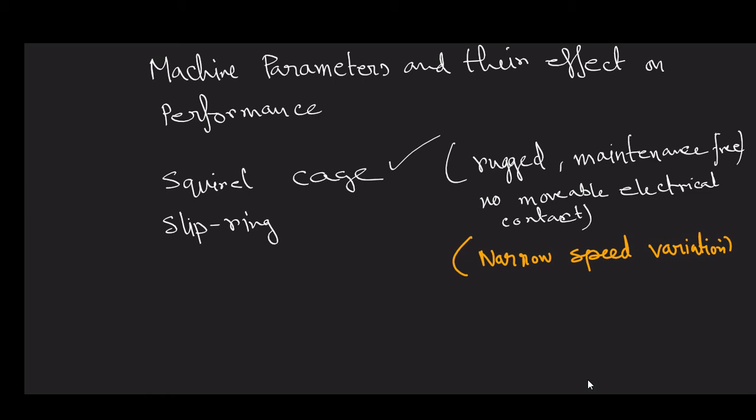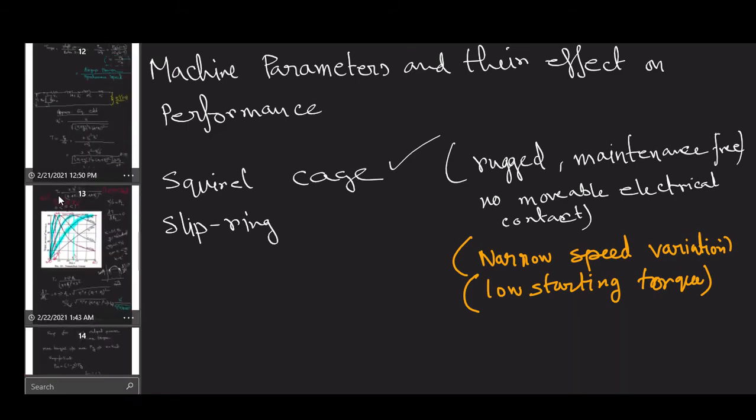Another problem of this squirrel cage induction machine is low starting torque. Why? Because if we consider the starting torque expression, you will see that during starting S is equal to 1, and the starting torque is directly proportional to R2 dash. However, there is an upper limit to increasing our rotor resistance. If we go to that diagram, we can easily figure it out.